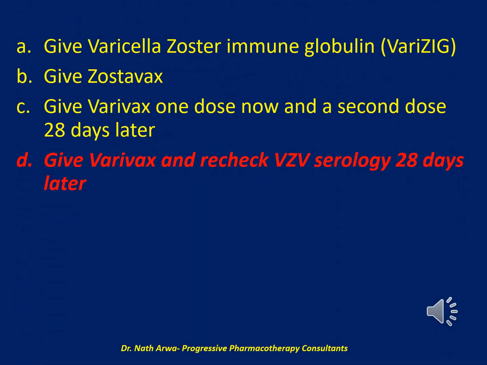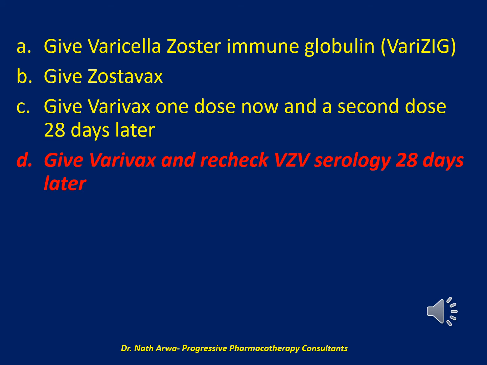And the correct answer is D. Give Varivax and recheck VZV serology 28 days later. Varicella vaccine is recommended before transplantation for seronegative individuals. Adult patients should receive 1 dose of the vaccine with VZV serology repeated 4 weeks later, and a second dose of vaccine may be given if negative. That makes answer D correct.